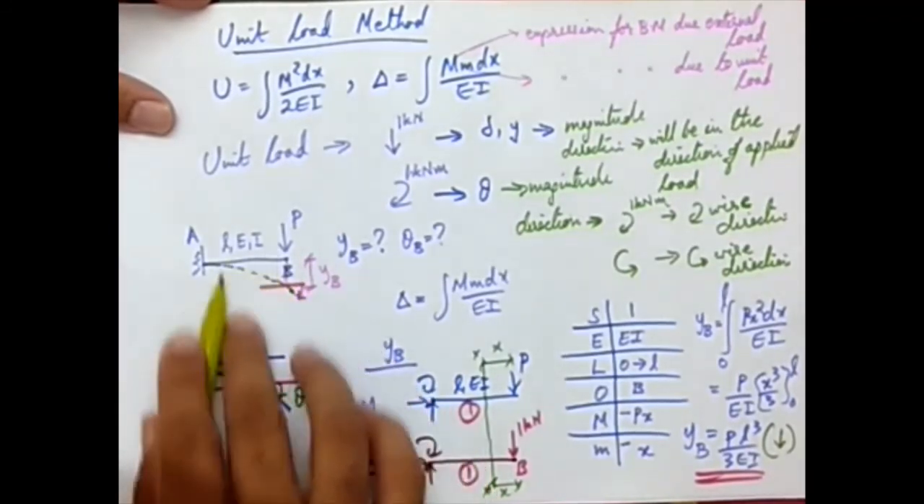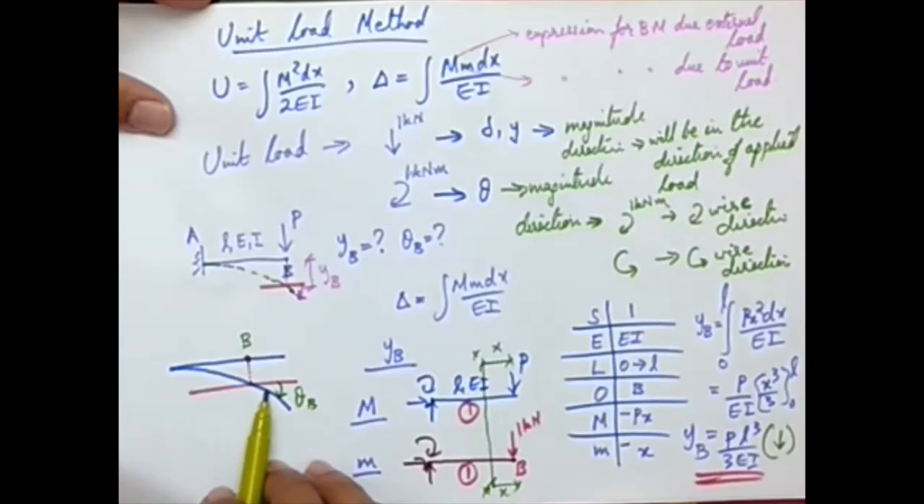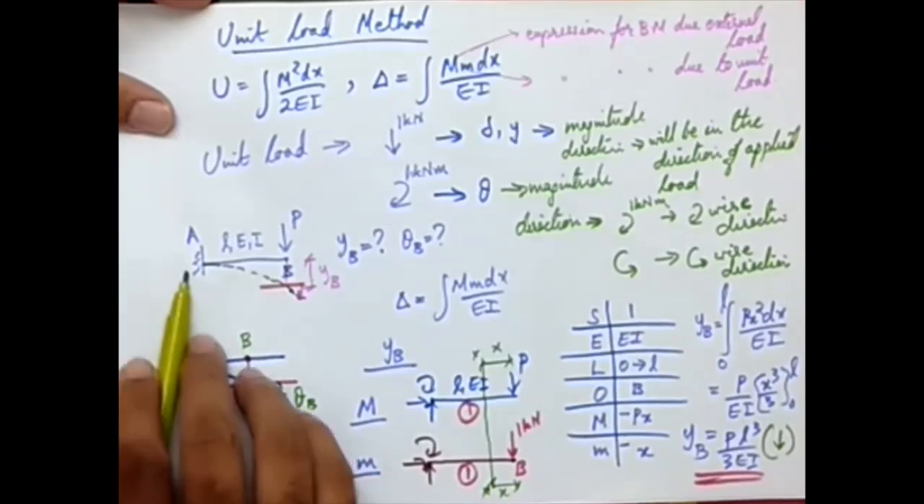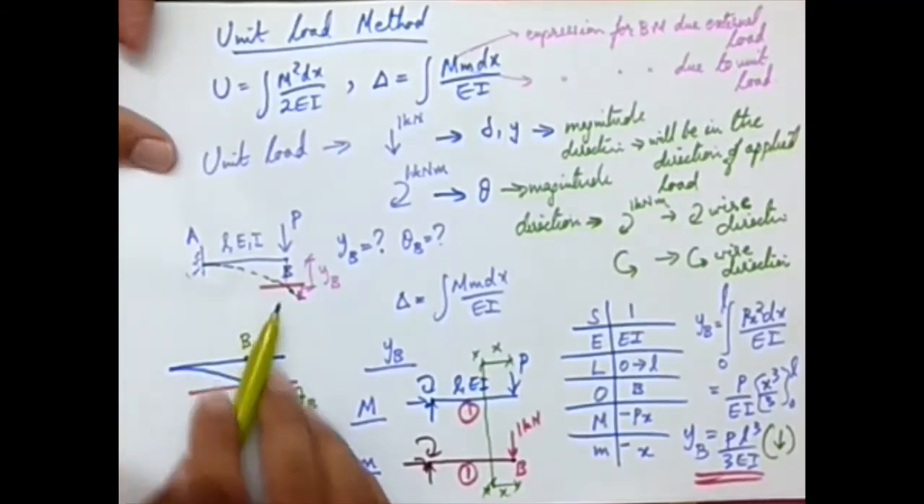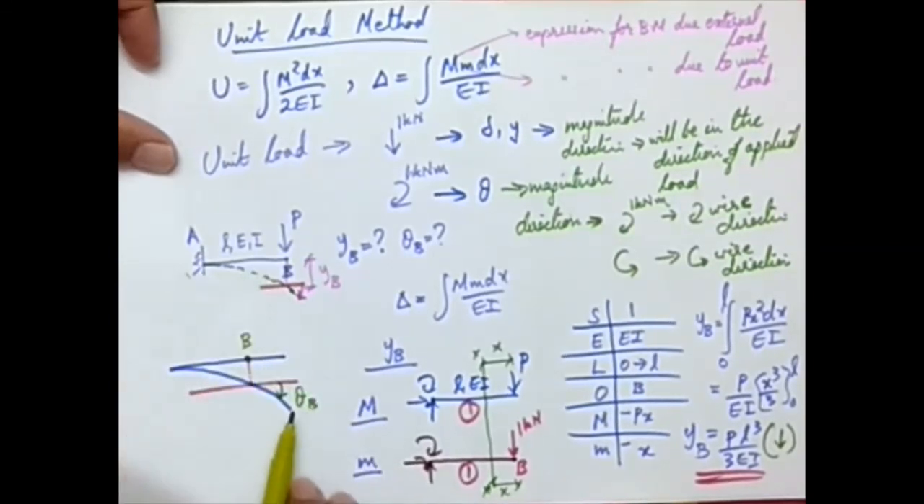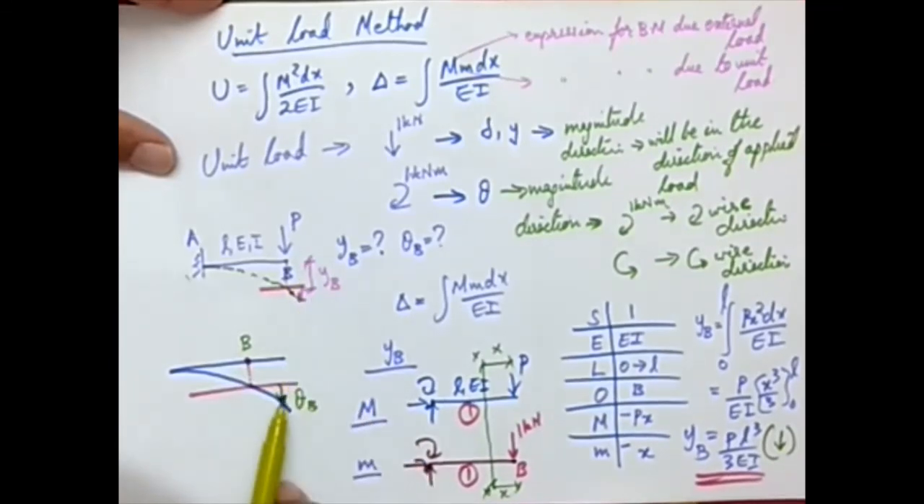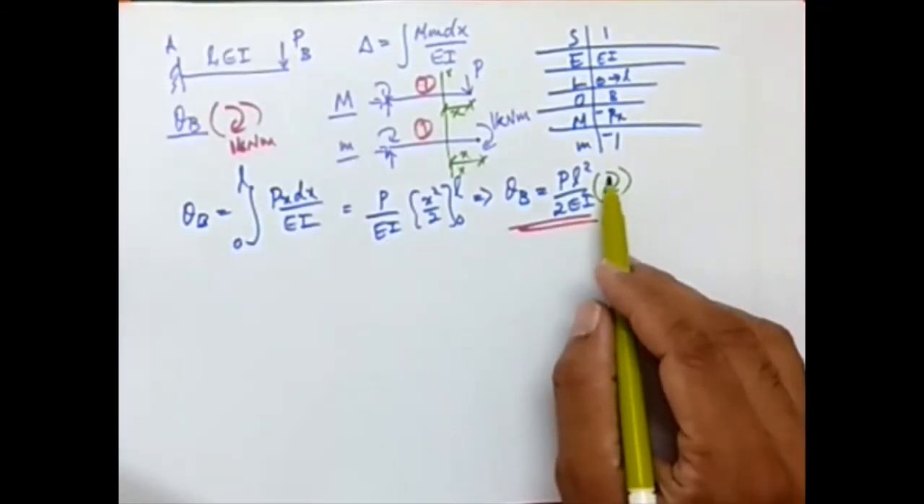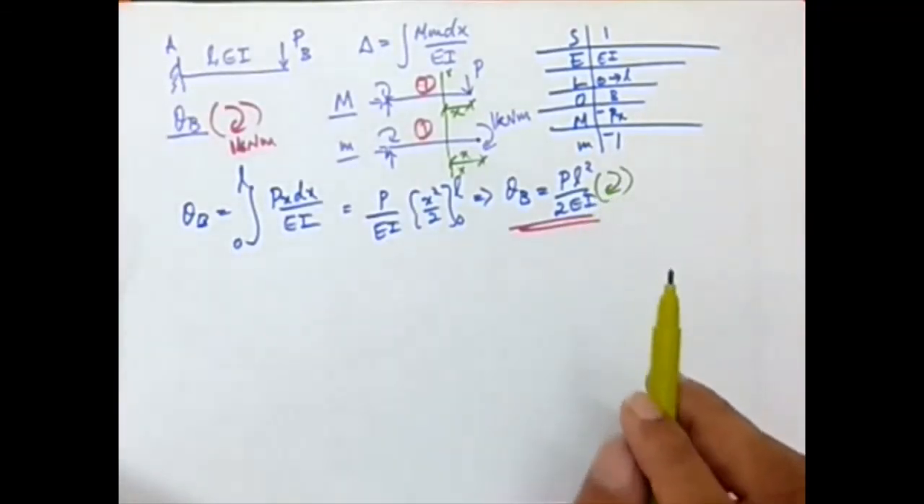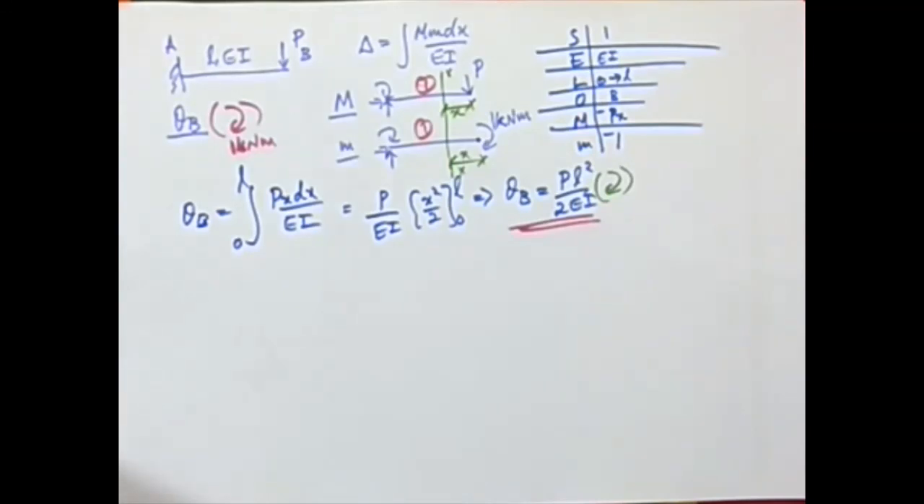Now we can refer back to the graphical approach that we performed by assuming the deflected profile. In the assumed deflected profile, we can see that the deflection was downward and the rotation was clockwise. Here also we got the deflection downward and the rotation clockwise. So this is how we apply the unit load method for the calculation of displacements, that is slopes and deflections. Okay, so this is a very basic problem.